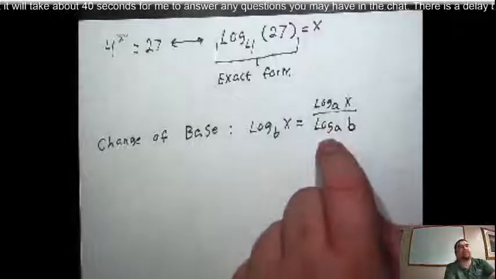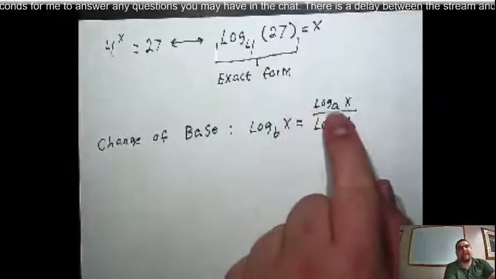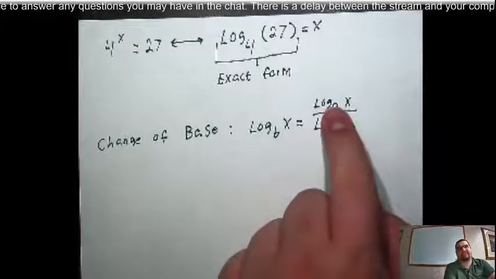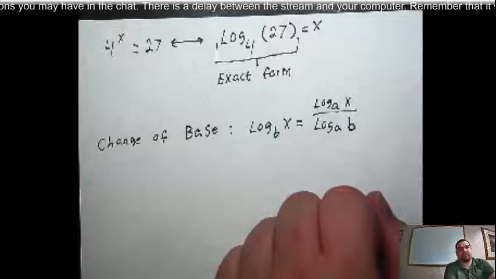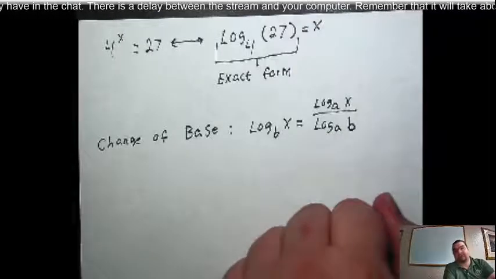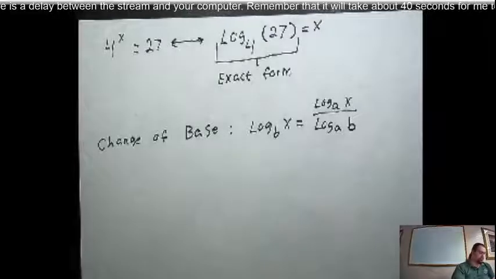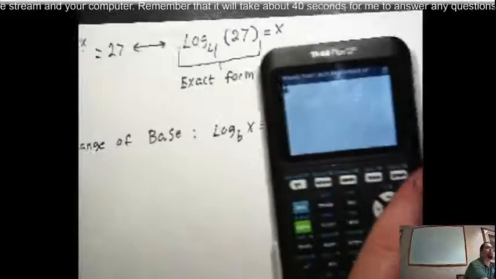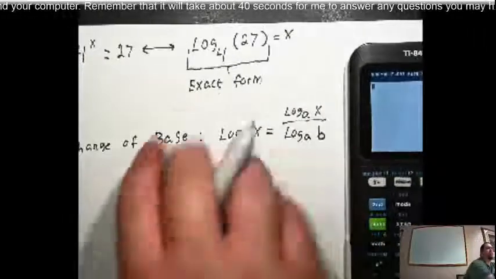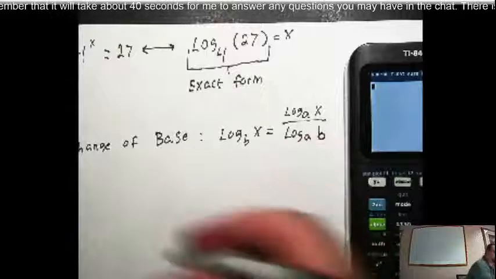So we can use this to put into the calculator, and this changes the base. Again, this a can be whatever we want. Of course, it has to be the same a on the top and the bottom. But this allows us to calculate it with a calculator. So I've got my calculator right here. I've got log base 4 of 27, so I want to put that into this form.